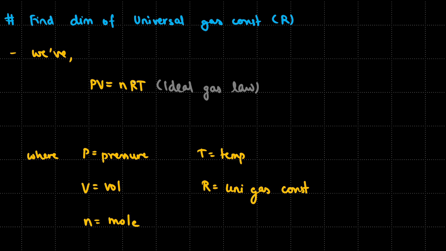So now we take this equation and we can also write it as, it will be better to write in the next page, or should I write it over here? Let's just write it over here. We will get R = PV/nT. So now here the dimension of pressure, the most common formula is force upon area, so it will be M L^-1 T^-2.